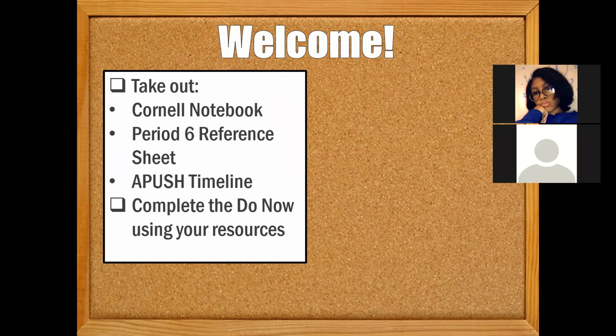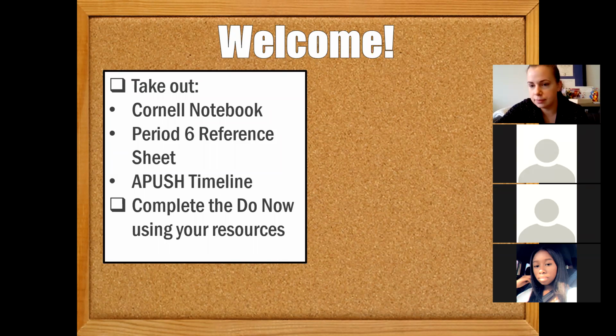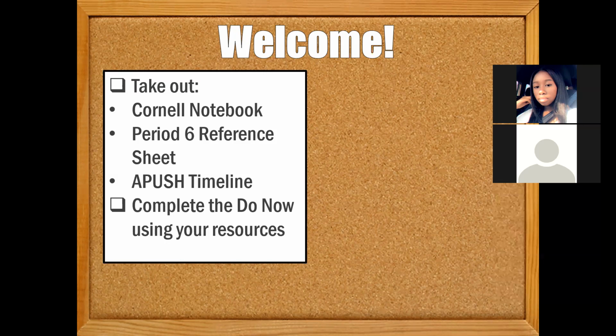Nyasia. The overall goal of Reconstruction was to rebuild and fix the South after the Civil War and re-invite them back into the country. Mm-hmm. And who were they trying to protect? Who was trying to get protected during Reconstruction? African Americans. Beautiful. Have that written down.